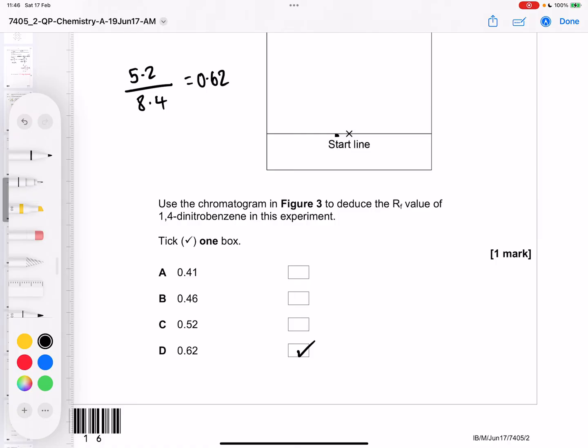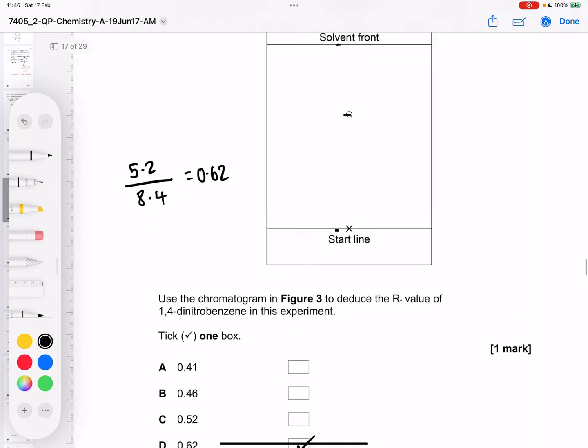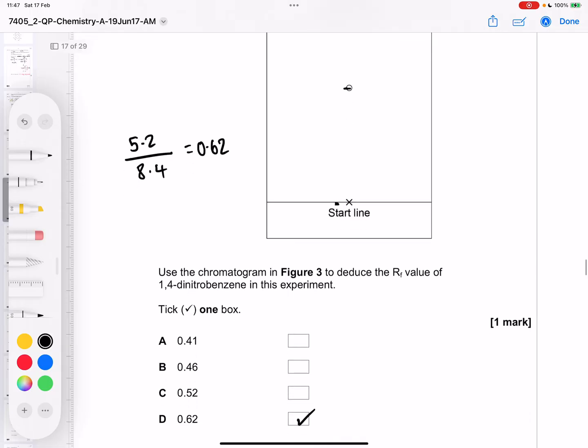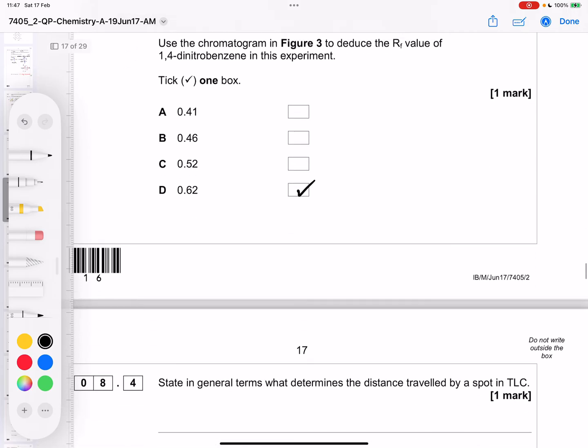That is correct. If you had just done it by eye, you could probably have guessed it was D, because it looks like it's more than halfway up the paper. So it was going to be C or D, and then use your ruler to work it out.